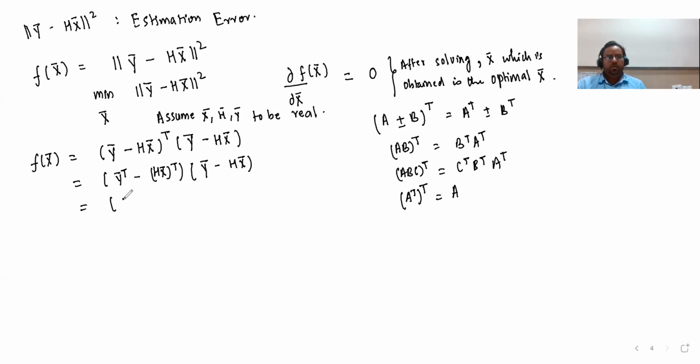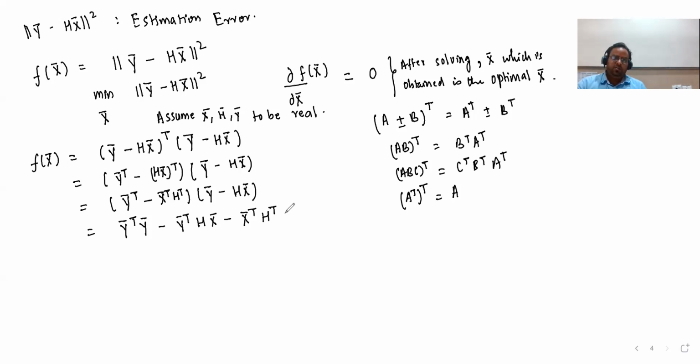Okay, so this will be obtained as Y transpose minus X transpose H transpose, and Y bar minus HX bar. So I open the bracket, and I'll get Y transpose multiplied by Y, minus Y transpose multiplied by the channel matrix H multiplied by the vector X, minus X transpose H transpose Y, and the last term that I'll get is X transpose H transpose HX. Okay, this is what we obtain here.